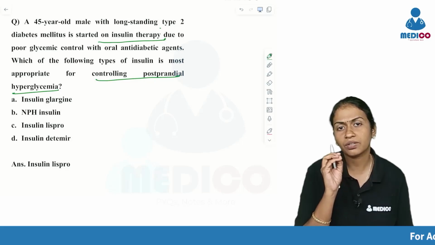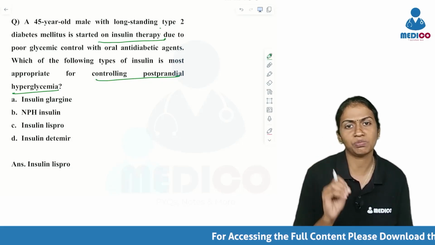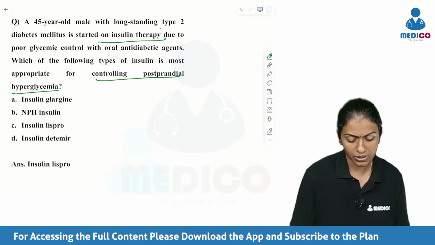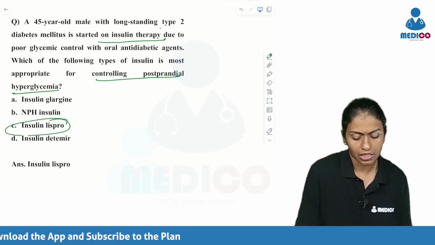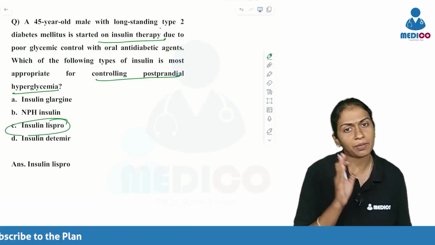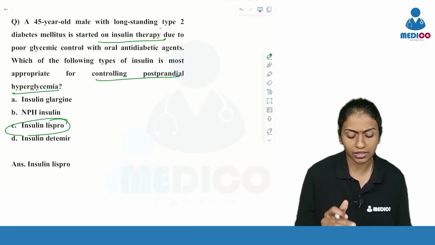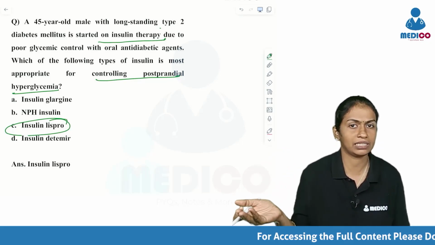So we need a very rapid acting agent that we give after each meal to control the postprandial hyperglycemia. Which among this is a rapid acting agent? It is insulin Lispro. So you have rapid acting agents as well as long acting agents. The insulin glargine, detemir and degludec are all long acting agents.